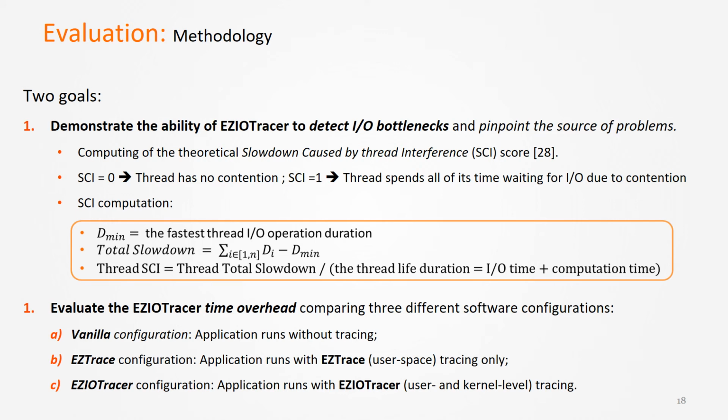The second goal of the evaluation is to evaluate the time overhead of EZIOTracer, comparing three software configurations. The first one is vanilla, in which the application is run without tracing. The second one is the EZITrace configuration, in which the application is run with the user space tracer only, EZITrace, in order to evaluate its overhead. The third configuration is the EZIOTracer configuration, in which the application is run with the unified tracer EZIOTracer.